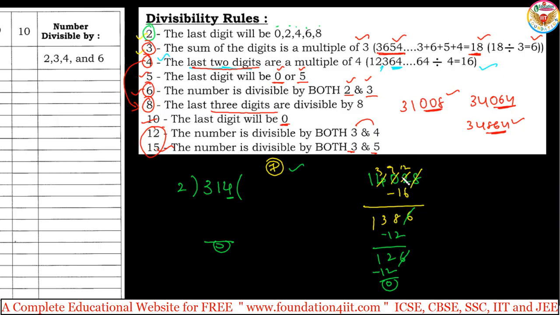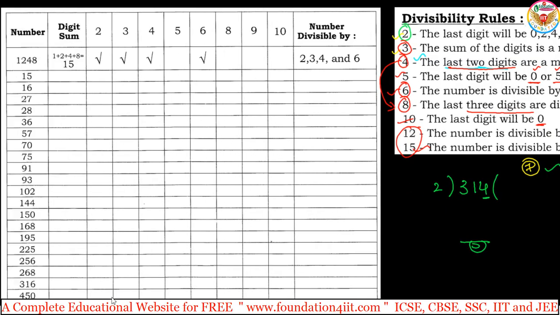Twice the last digit, twice the units place, and subtract from the remaining number. Continue the process until you get a single digit. If the answer is a multiple of 7 or 0, this number is divisible by 7. Okay, these are the basic rules.